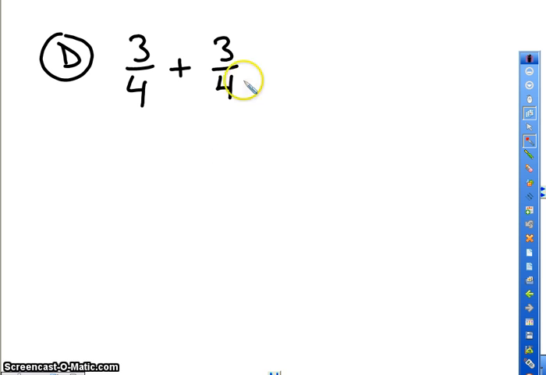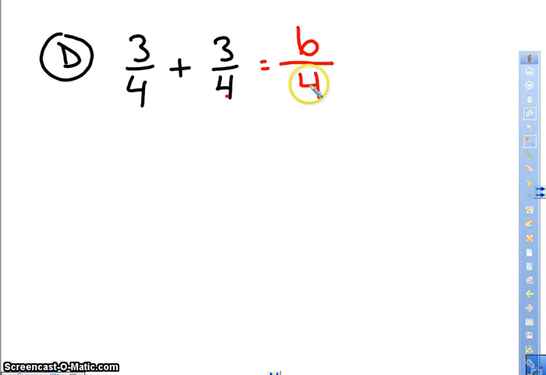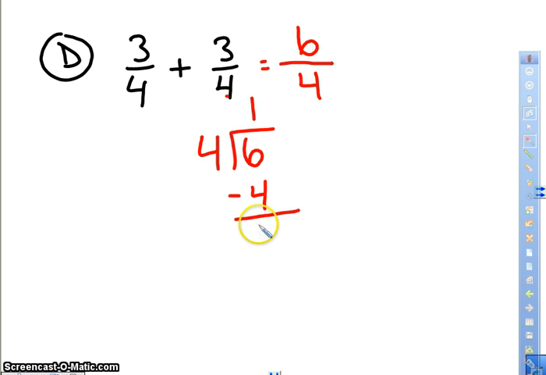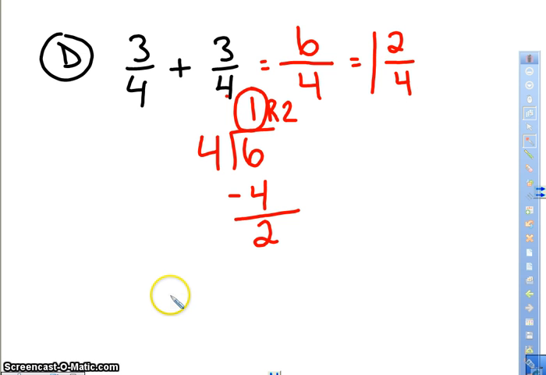And we have our last one here. So I'm going to add the numerators again. 3 plus 3 is 6. Then I have my 4s. It stays the same. It's going to stay in fourths. And once again, I have an improper fraction. So I'm going to see how many times 4 can go into 6 evenly. And that is 1. Subtract my 4. And I get 2. So I have 1 remainder 2. So once again, my 1 is the whole number. My remainder is the numerator, and my denominator stays the same. It's going to stay in fourths.